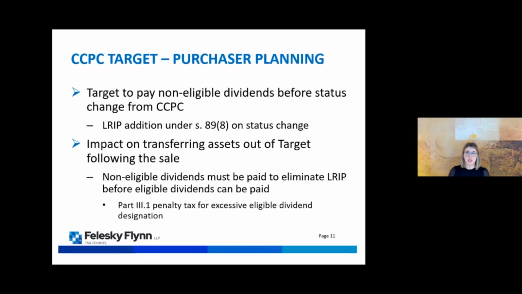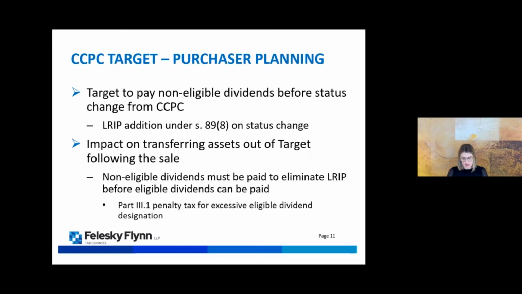So now just some considerations from the purchaser's perspective. The purchaser may not want eligible dividends paid out before the status change of the target because eligible dividends reduce GRIP. So as I discussed, when the target ceases to be a CCPC, there's an addition to the LRIP balance. And generally, GRIP is a good thing under that formula, as I mentioned, that high GRIP, because it results in a lower LRIP balance. So why does the purchaser care about this?